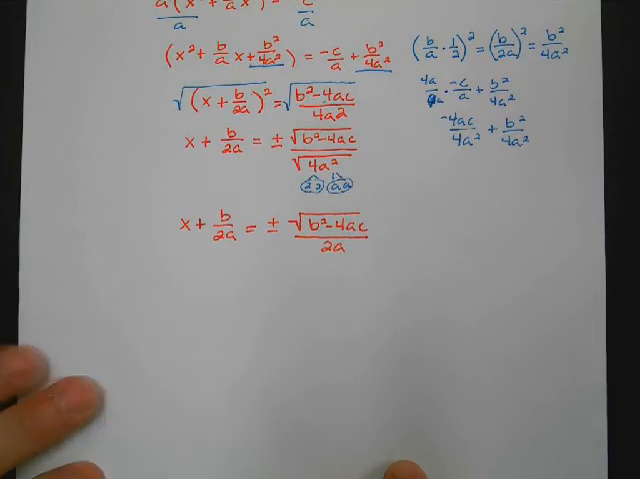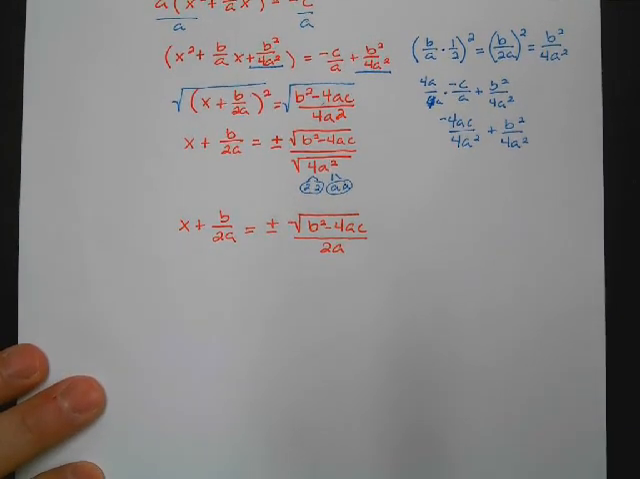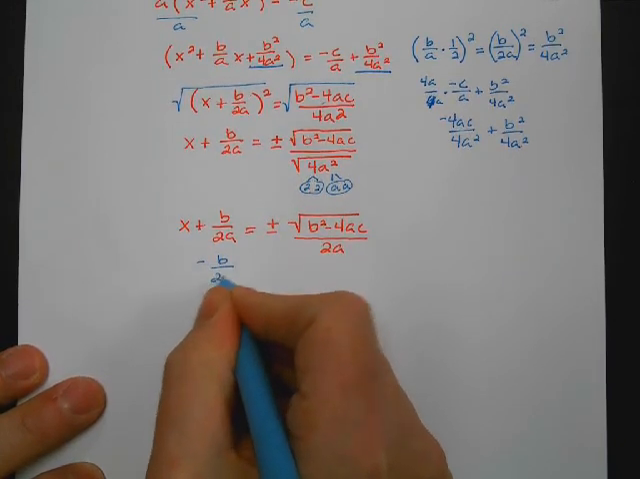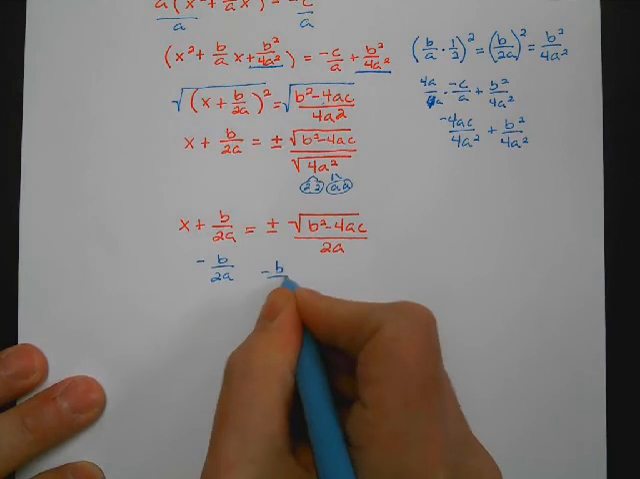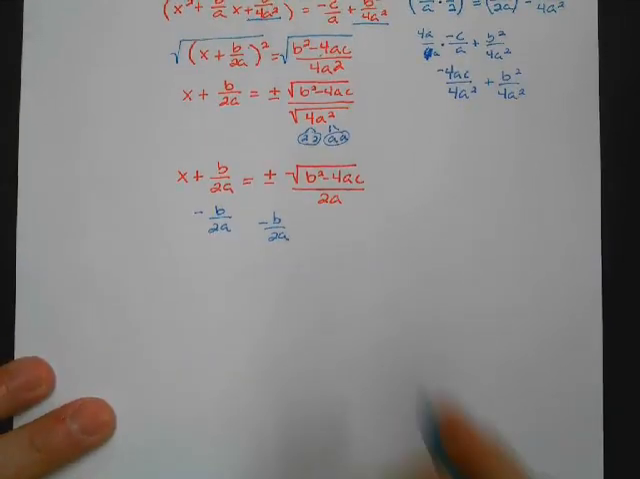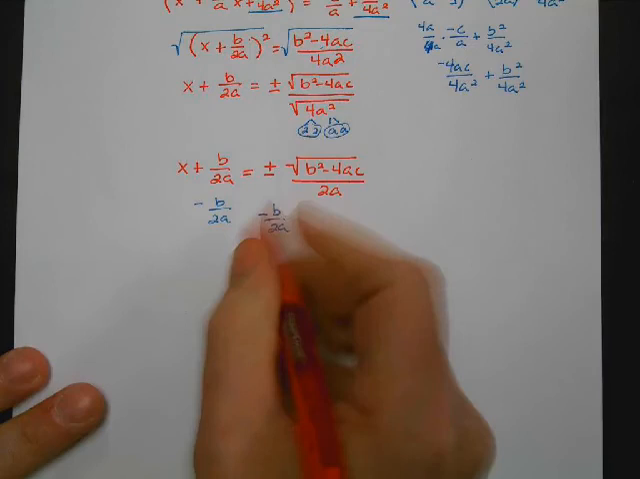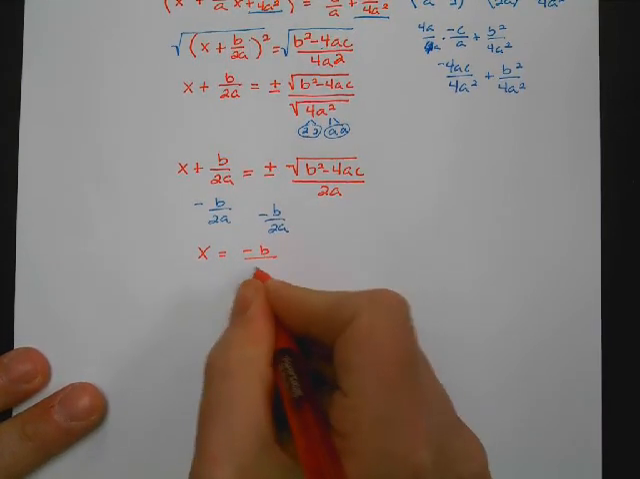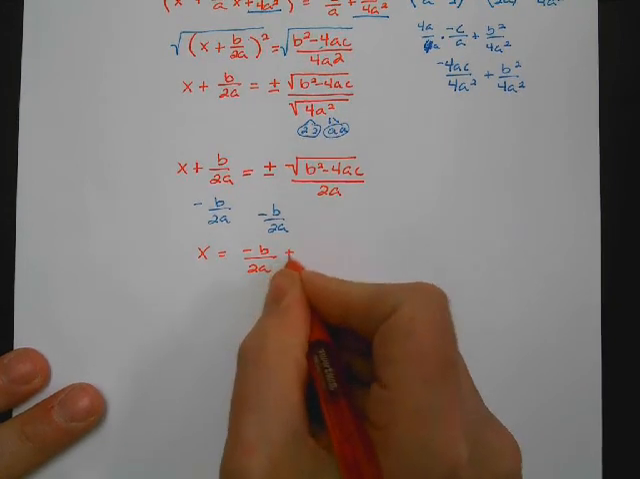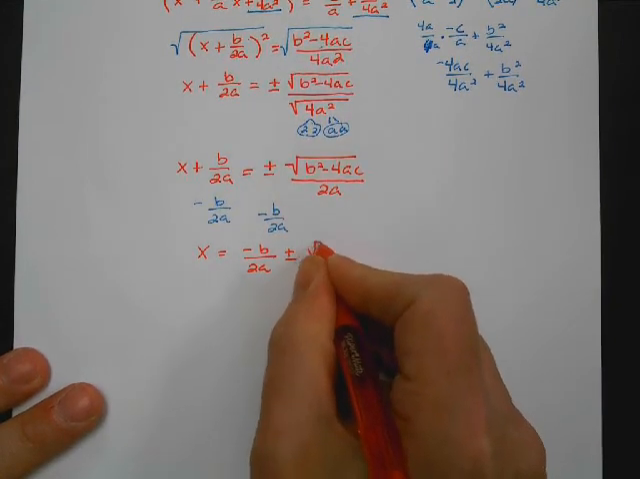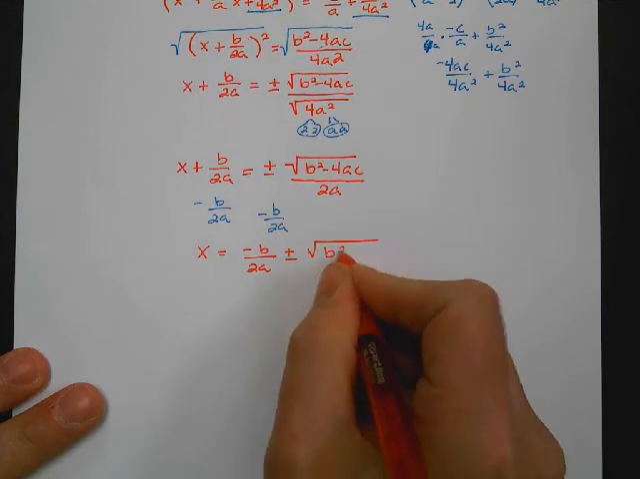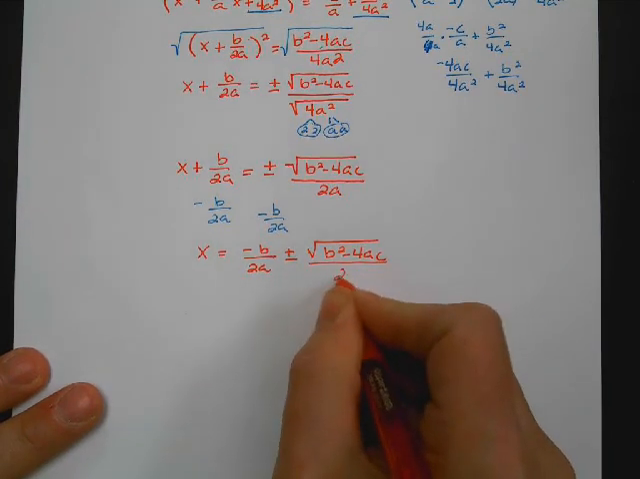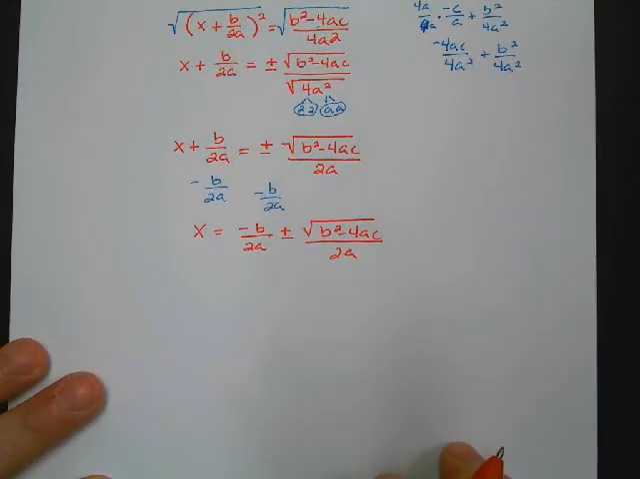It's looking pretty good. So at this point, all I have to do is subtract b over 2a from both sides. We can do that, so we get x equals negative b over 2a plus or minus the square root of b squared minus 4ac over 2a. All right, we have a formula.